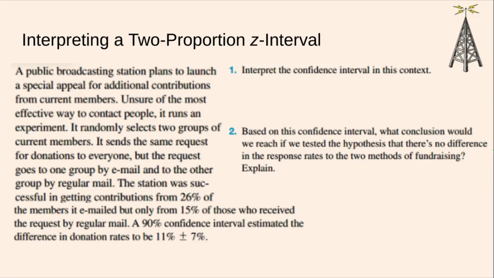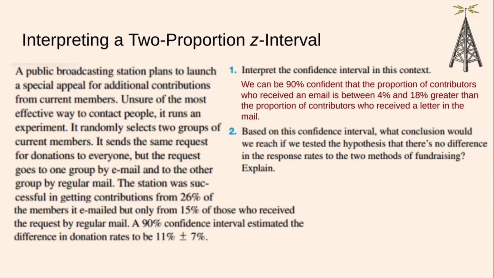A 90% confidence interval estimated the difference in donation rates to be 11% plus or minus 7%, most certainly in favor of the emails. So let's interpret the confidence interval in this context. Think of how you would do it, pause the video, try it on your own, and unpause the video when you think you have an answer. All right, I'll assume we're ready to continue. Here we go. We can be 90% confident that the proportion of contributors who received an email is between 4 and 18% greater than the proportion of contributors who received a letter in the mail.